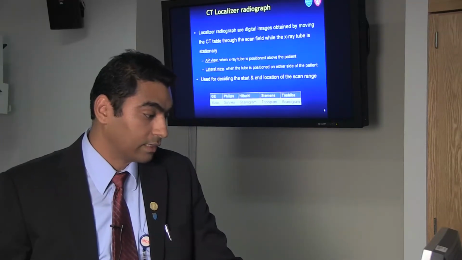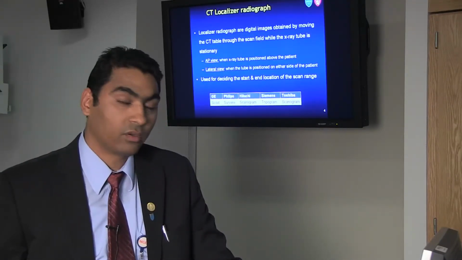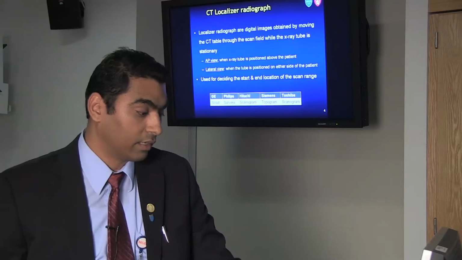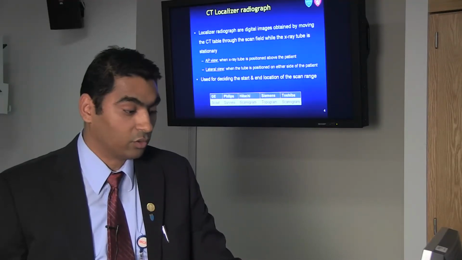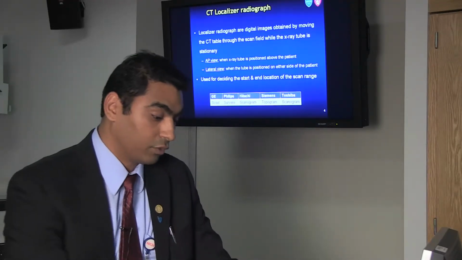And this localizer is used for deciding the start and the end location of the scan range, and different vendors call them by different names, as in Scout from GE, Surview from Philips, Scanogram from Hitachi, Topogram from Siemens, and Scanogram from Toshiba.